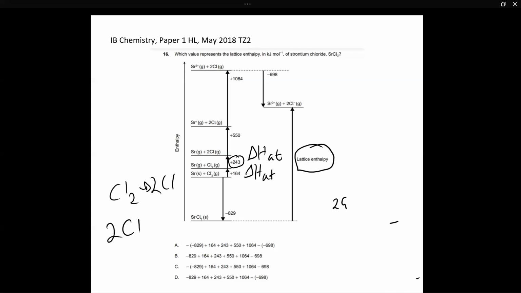So if we do 243 divided by 2, we're going to get some fancy looking decimal. Yeah, we're going to get 121.5. So this would be the enthalpy of atomization for chlorine. But since we are forming 2Cl, we just multiply this by 2, and then we get the enthalpy of atomization for this specific reaction.